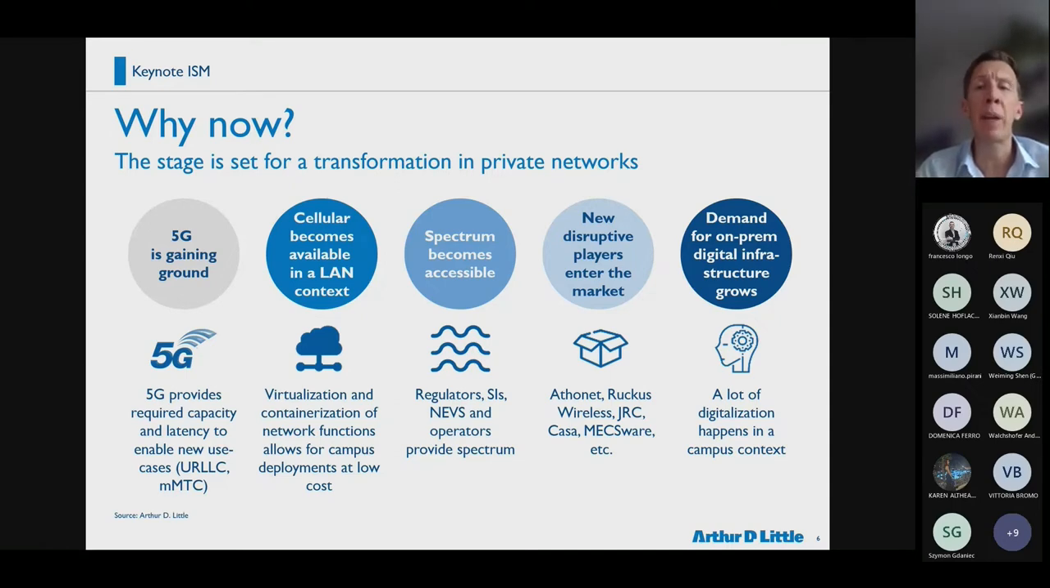Second, cellular becomes available in a LAN context. What do we mean by that? In previous technologies, cellular was very much linked to the wide area network use case, the macro network use case, and was hard to scale down. Now with virtualization and containerization of network functions, VNFs, the cost of deployment and the scalability of deployment massively change, and therefore the accessibility in a LAN environment is much higher.